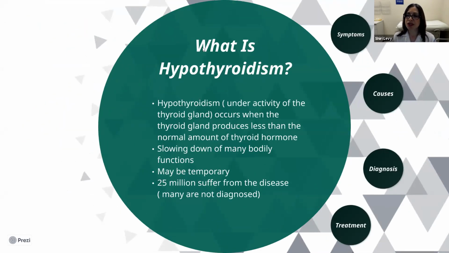Okay, so we're going to start with an underactive thyroid, which the medical term is hypothyroidism. Hypothyroidism is the underactivity of the thyroid gland. This is when the thyroid does not produce a sufficient amount of thyroid hormone for the body's requirements. You notice that most of the body slows down. Sometimes it's temporary, and I will talk about that. That occurs when you have thyroiditis. There are 25 million people who suffer from thyroid disease, and many people are not diagnosed. They're just walking around, probably not feeling at their best.